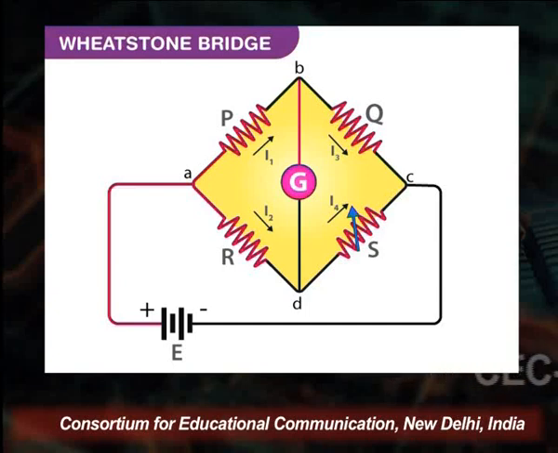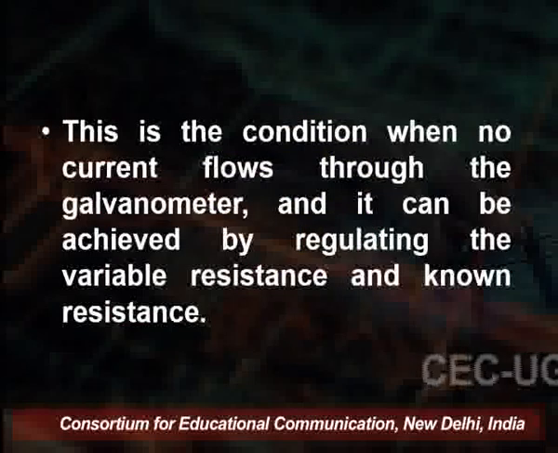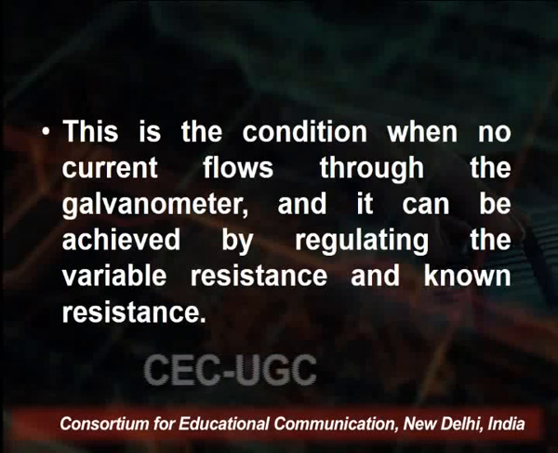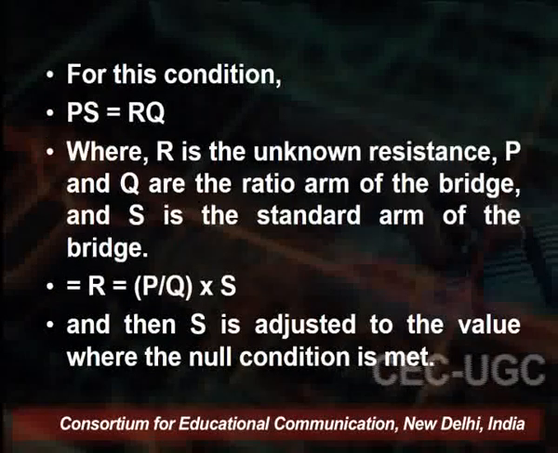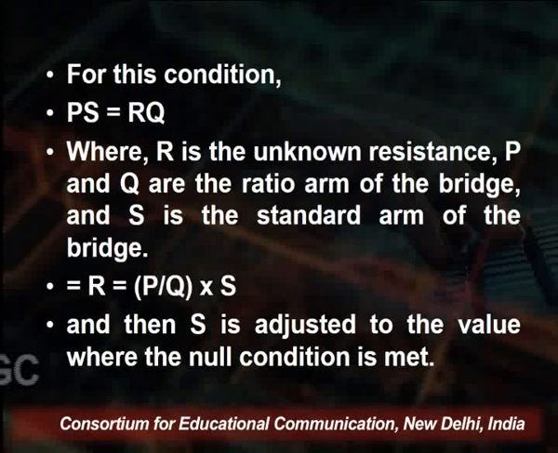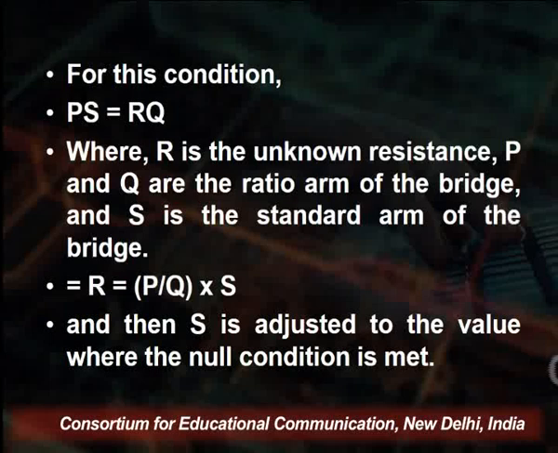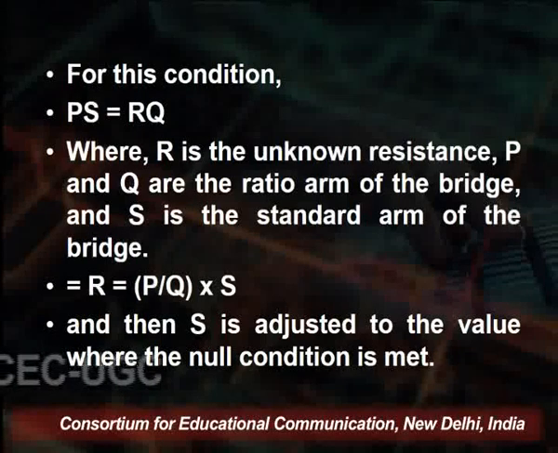This is the circuit of the Wheatstone bridge, where we see the four resistances, one galvanometer and one battery. You see, current will flow in this manner. Now this is the condition when no current flows through the galvanometer, and it can be achieved by regulating the variable resistance and the unknown resistance. For this we have the condition P by Q is equal to R by S. Both pairs must be balanced, where R is the unknown resistance, P and Q are the ratio arms of the bridge, and S is the standard arm of the bridge. So R is equal to P by Q into S. Then S is adjusted to the value where the null condition is met.